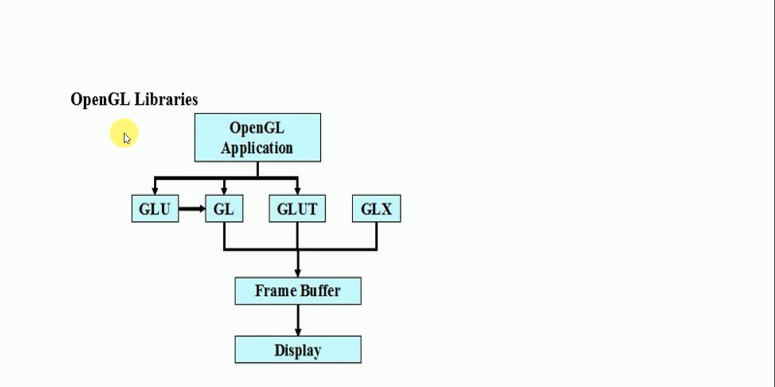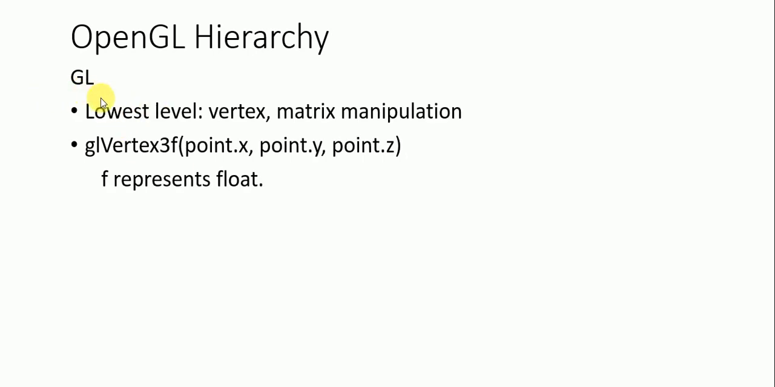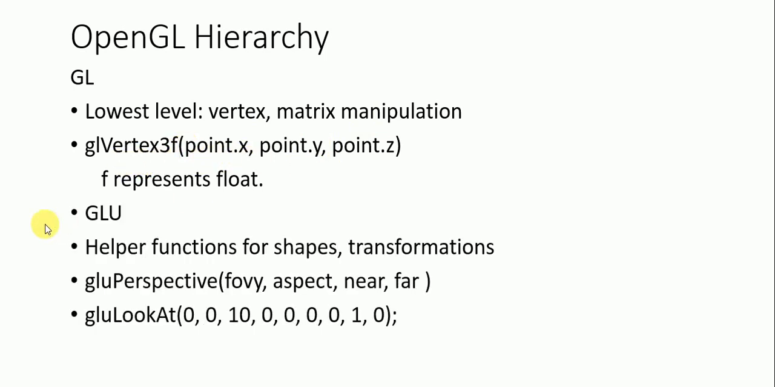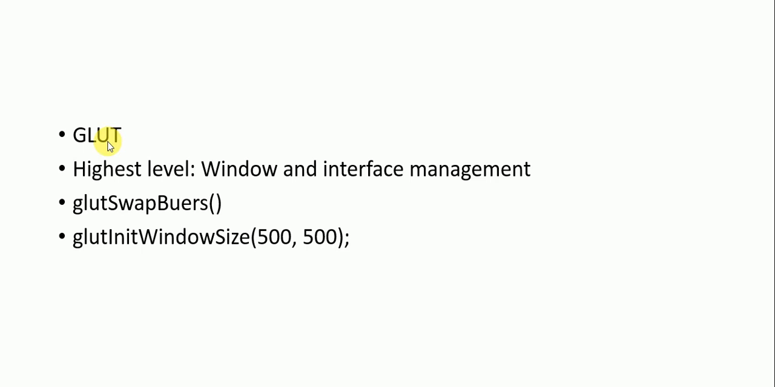And these are the OpenGL libraries: OpenGL, GLU, GL, glut. So these are the OpenGL functions. GL specifies the lower level, and it has vertices, that is, it will specify the points. And GLU specifies functions such as gluLookAt. glut is the graphics library utility toolkit which specifies the window size, that type of functions. It is at a higher level.